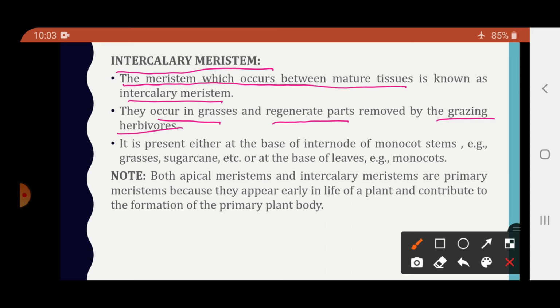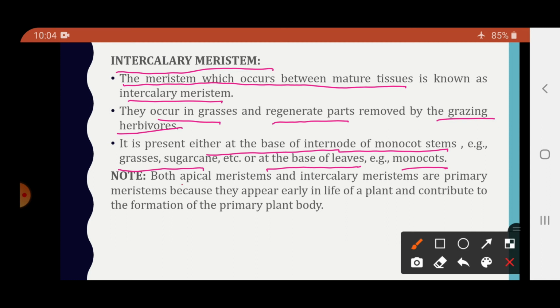Now see, herbivorous animals, they eat the grasses. Okay, so grasses का थोड़ा पार्ट वो खा लेंगे, थोड़ा पार्ट बच जाएगा. So अभी जो पार्ट्स ग्रेजिंग एनिमल्स ने रिमूव किए हैं उसको रीजनरेट करने के लिए इंटरकैलरी मेरिस्टम plays the important role. It is present either at the base of the internode of the monocot stem, example grasses, sugarcane, or it is present at the base of the leaves, example in the monocots.